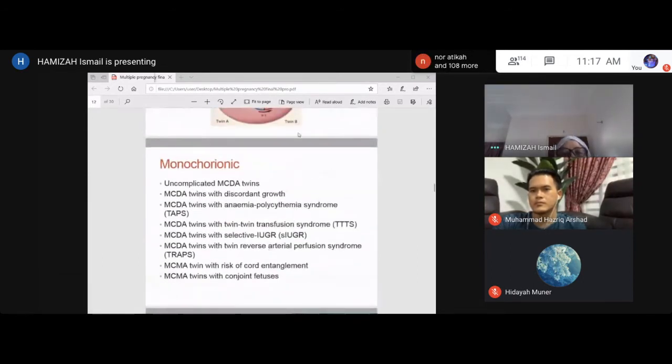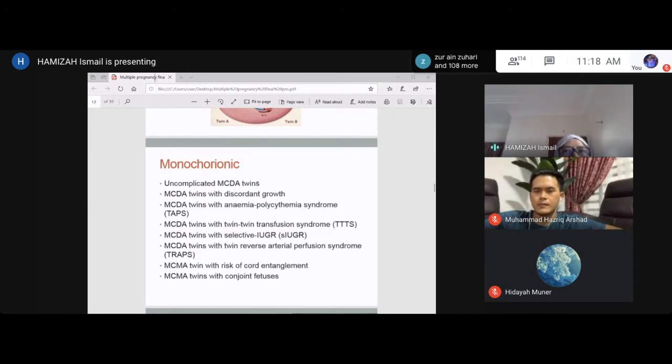So for monochorionic, we have to follow up every 2 weeks, and if until 34 weeks there is nothing, then we say that these are uncomplicated MCDA. So uncomplicated MCDA can be delivered around 36-38 weeks. DCDA usually we can allow up to 40 weeks. MCDA we deliver at 36 to 38 weeks, especially the uncomplicated.